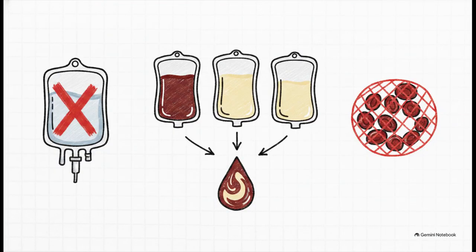Pouring clear fluids into a bleeding patient only dilutes whatever existing clotting factors they have left. Instead, we have to replace exactly what's being lost with a balanced 1-to-1-to-1 transfusion of red blood cells, fresh frozen plasma, and platelets, basically mimicking whole blood. Also, most bleeding patients become hyperfibrinolytic, so empirical administration of tranexamic acid, or TXA, is vital to stabilize those clots.